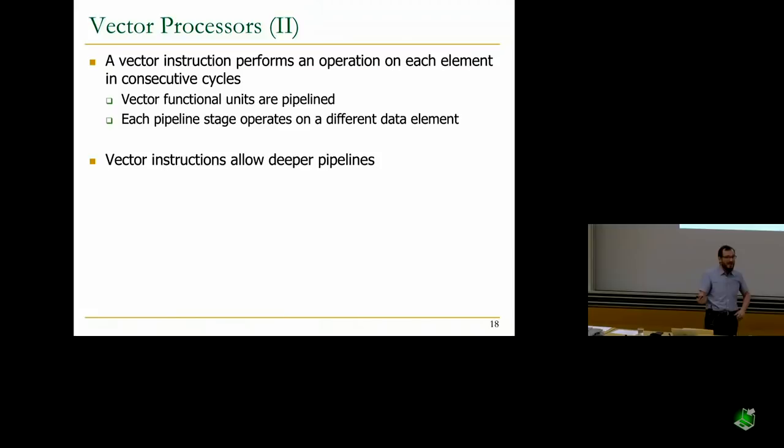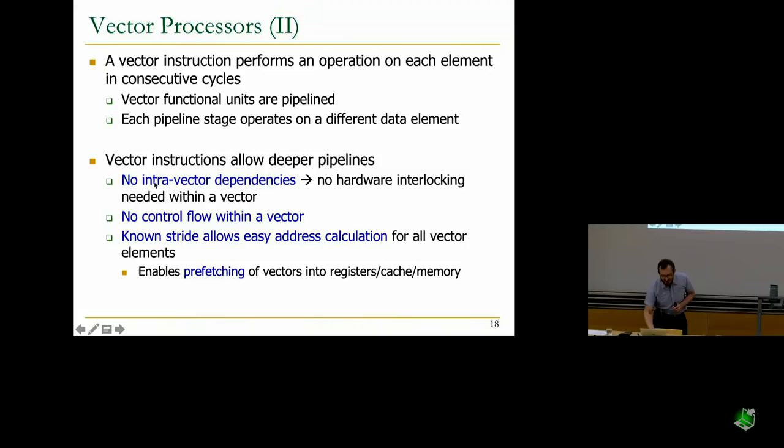Why can we do this? We can allow these deeper pipelines because we know that each operation is independent of the other one, right? That's the idea. There's no dependency within the vector. So there's no need to do dependency checking between these operations. All of that dependency checking logic goes away because you know that you're operating on different data elements and they have nothing to do with each other.